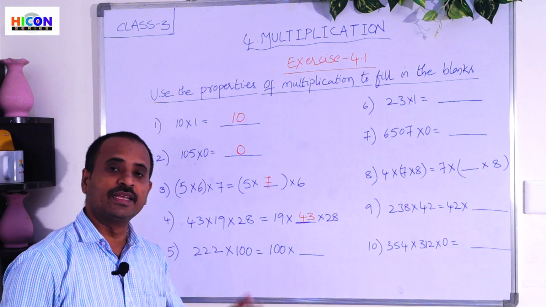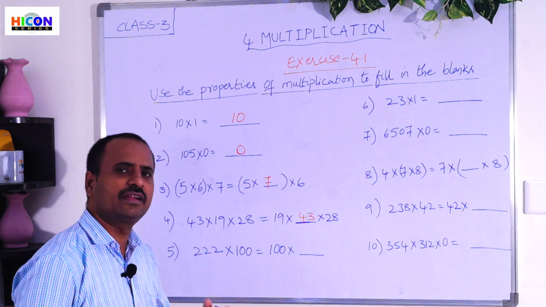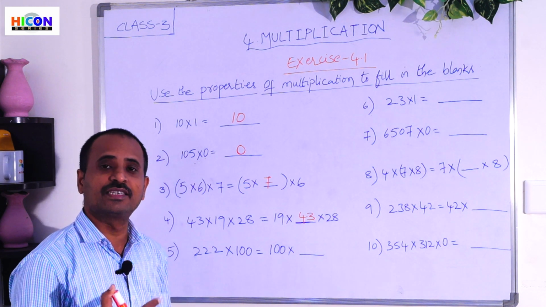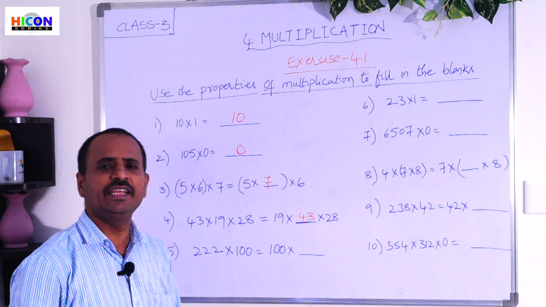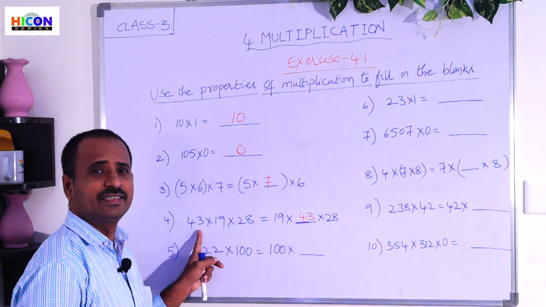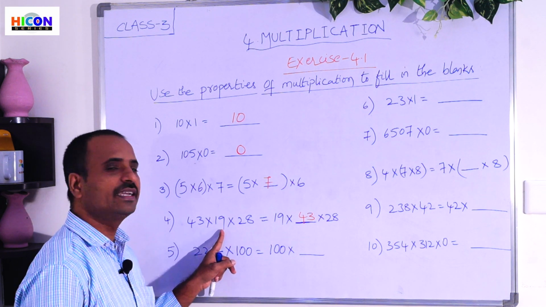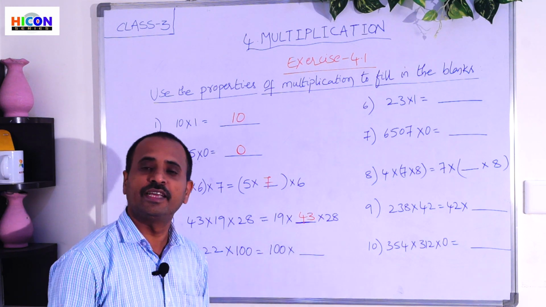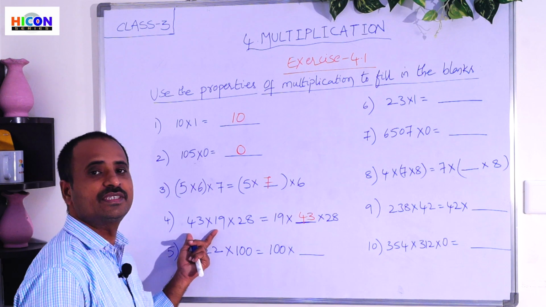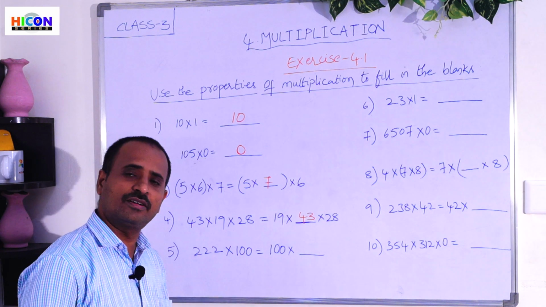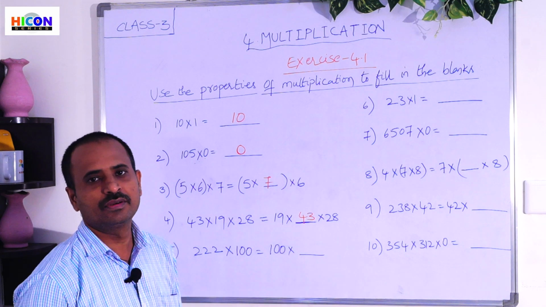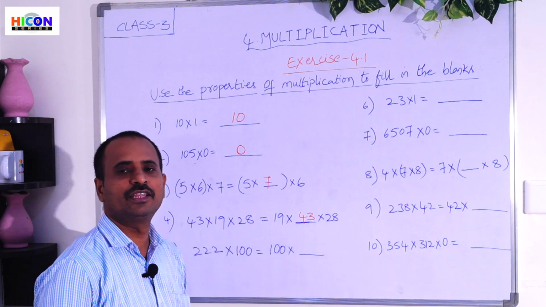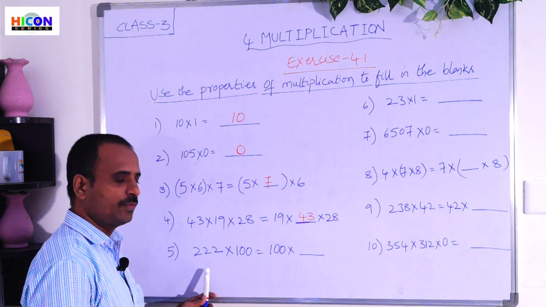According to properties, if we multiply in any order, the order of multiplication of numbers does not matter and we will get the same answer. Here 43 is taken in the first place and 19 in the second place, but here 19 is taken in the first place and 43 in the second place. The order of the numbers is changed. Whatever the order of the numbers, we will get the same product. So among these three numbers, the number 43 is missed here. Write 43 in the blank. Now go to the next problem.